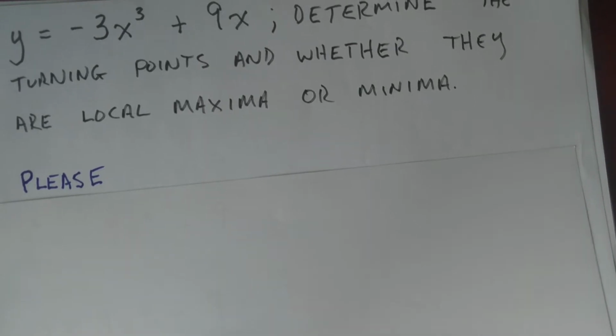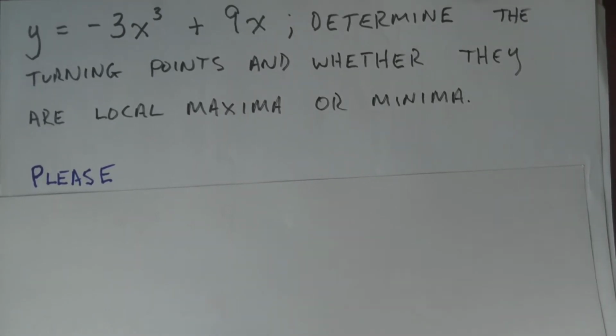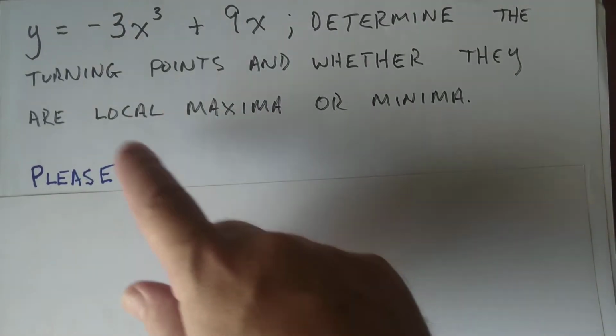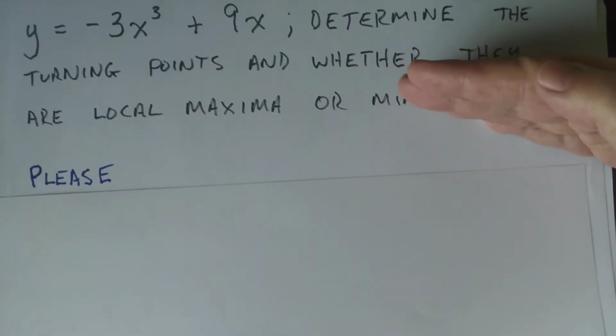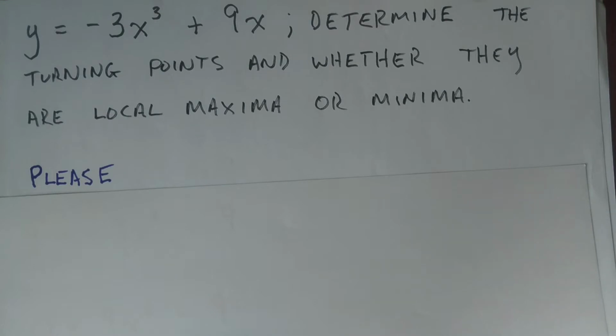Okay, so here we go. We're going to determine, first of all, where the turning points are. We've been over that before. You find the first derivative. You put 0 in for y because your gradient is 0 at the turning points.